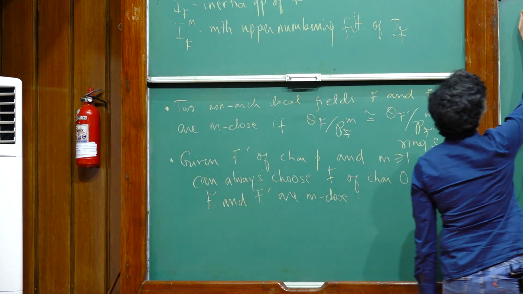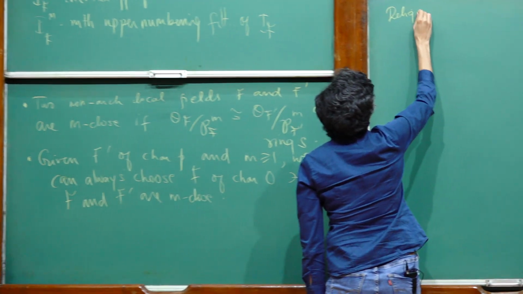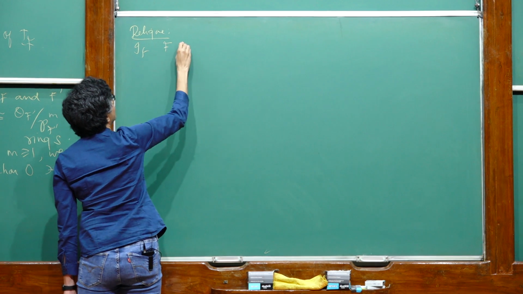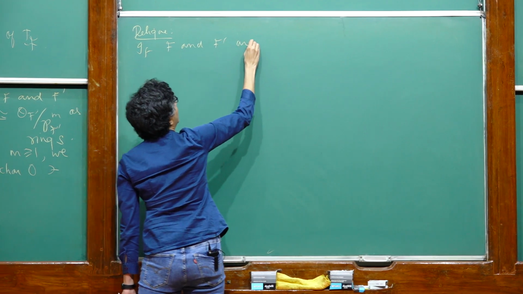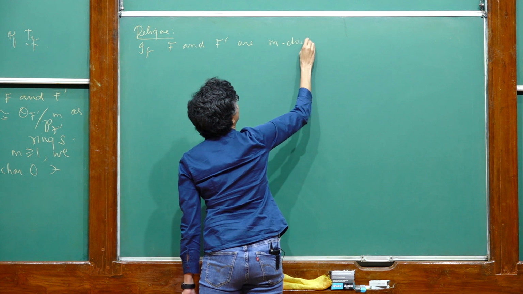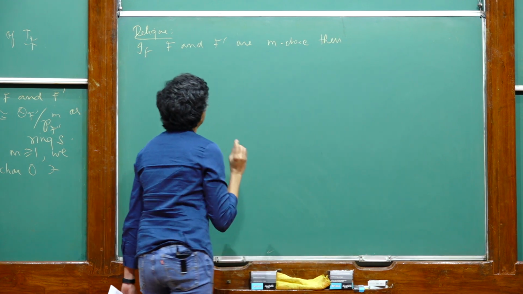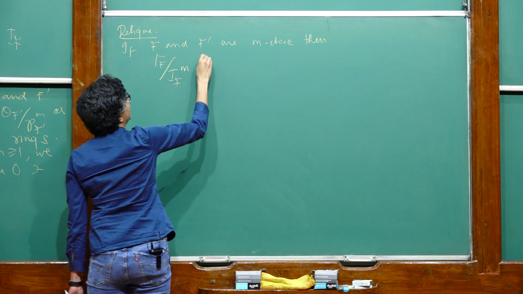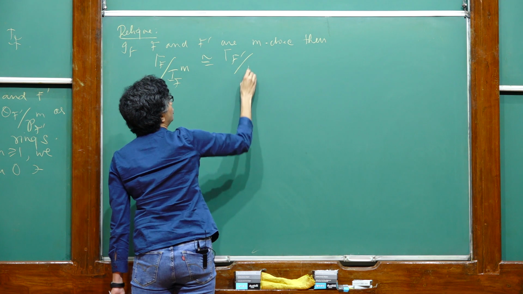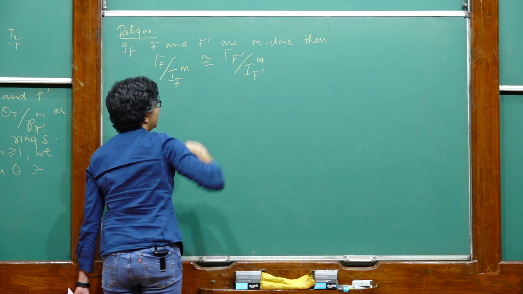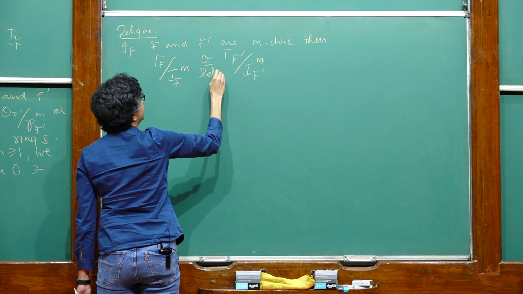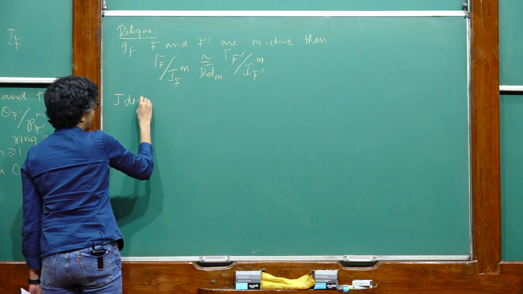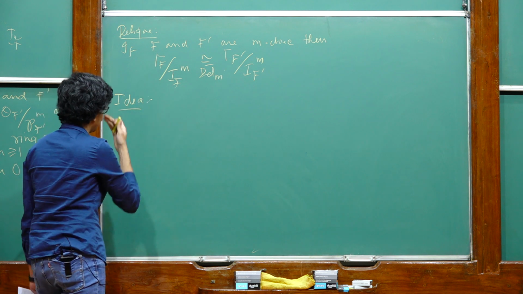So Deligne proved the following. If F and F prime are m-close, then Gamma_F mod I_F^m is isomorphic to this quotient over the other field. I'll label this as the Deligne isomorphism, and he explains the idea in his paper at the start. I'll just say what he has said.